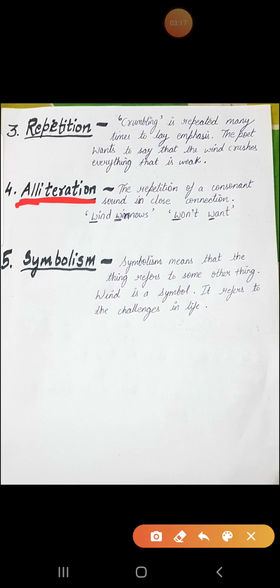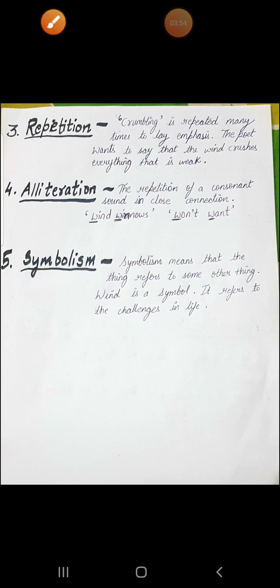The repetition of a consonant sound or letters in close connection. Like W here you can see in wind, then winnows, then won't, want. You can see W is repeated here. So you can see this W consonant is repeated in close connection. Then our fifth is symbolism. Symbolism means that the thing refers to some other thing. Here in this poem, wind is a symbol and it refers to the challenges in our life.